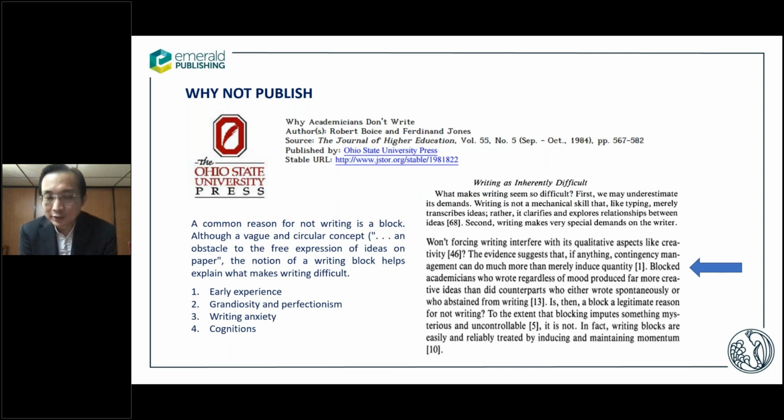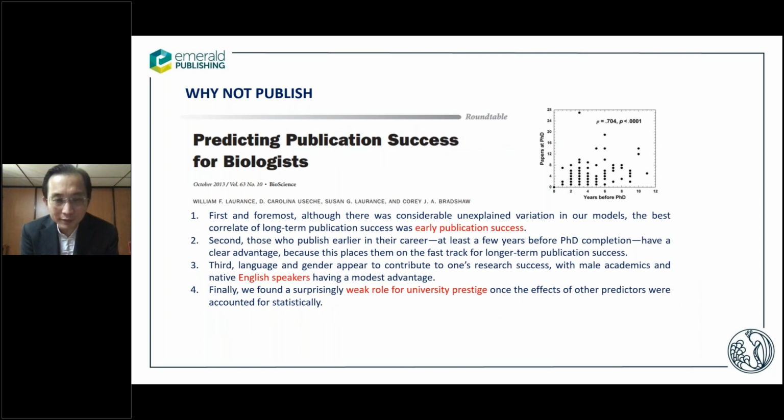Next slide, please. These are some of the reasons why researchers fail in terms of publishing. Early failure: you failed before, and that became a traumatic experience, and therefore you do not want to try again, or you want to be perfect. All this you have to put aside.